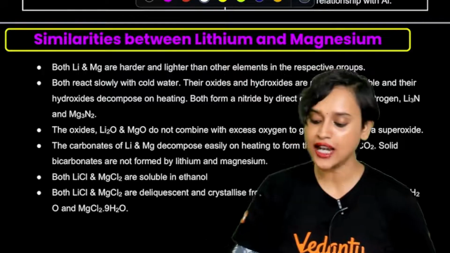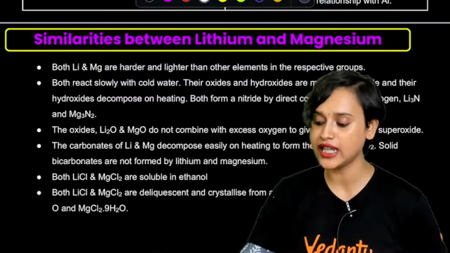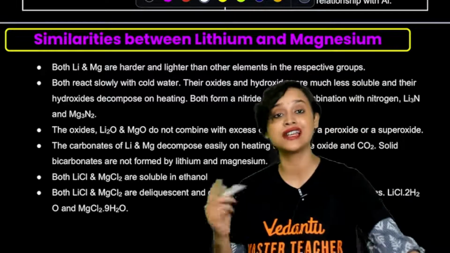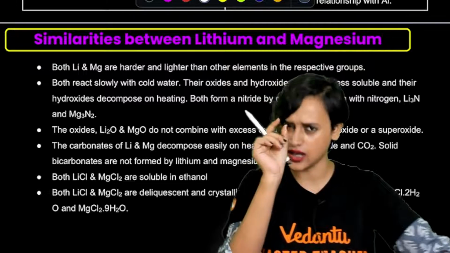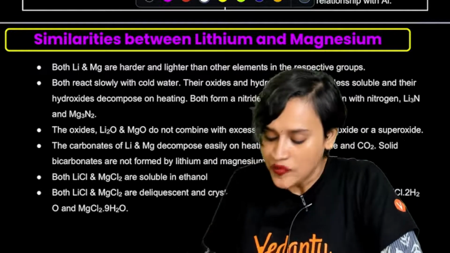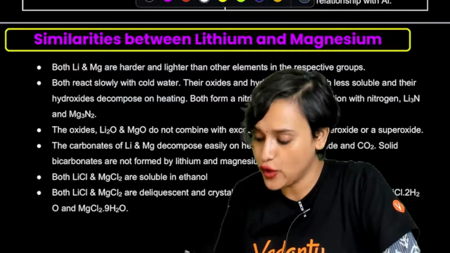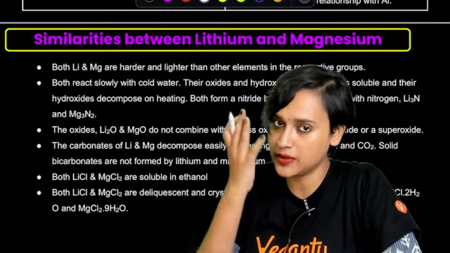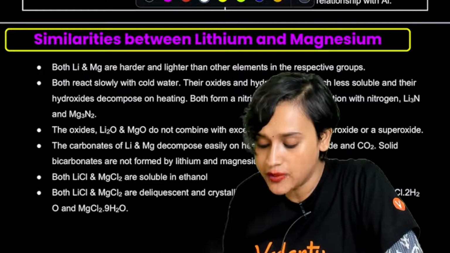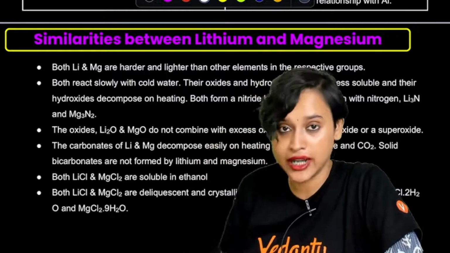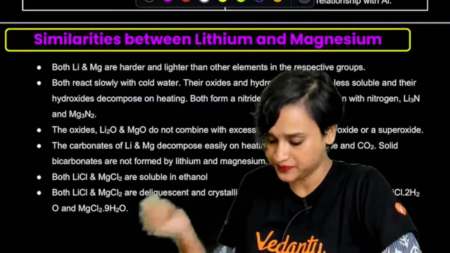The oxides, Li2O and MgO, do not combine with excess oxygen to give you a peroxide and a superoxide. However, a little amount does, right? The carbonates of lithium and magnesium decompose easily on heating to form the oxide and carbon dioxide. Thermal stability is less. Solid bicarbonates are not formed by lithium and magnesium. We have just spoken about it, right?